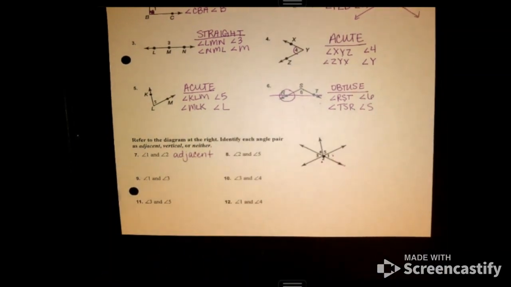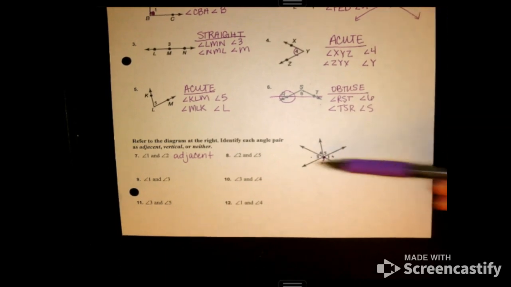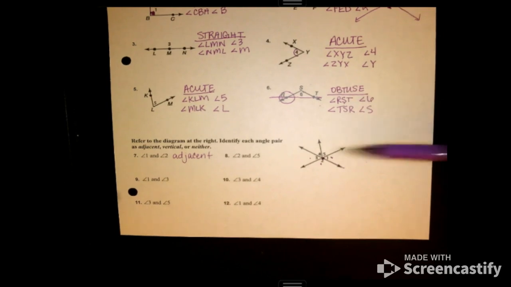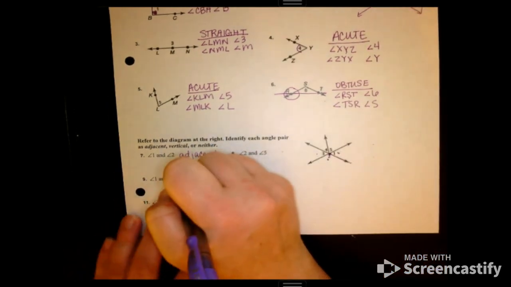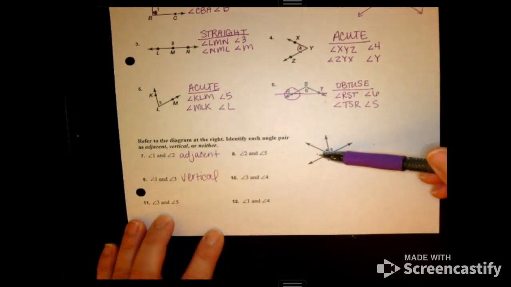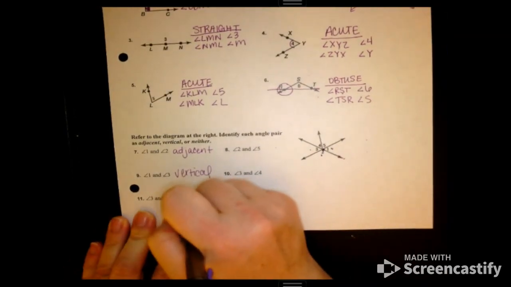We only look at angle 1 and angle 2. That's what it said. Okay, angle 1 and angle 3. Adjacent, vertical, or neither? Vertical. They're opposite each other, right? If one is on the right, what is the opposite of the right? The left. So that is vertical. Okay, 3 and 5. Neither.